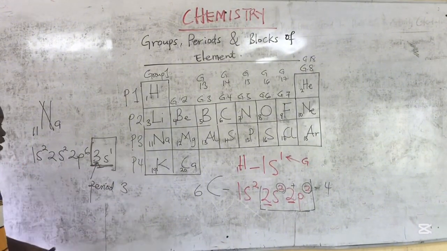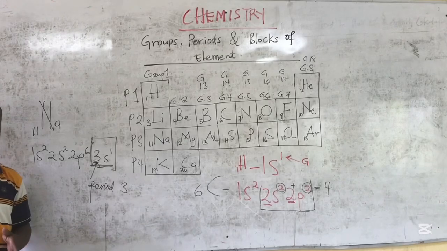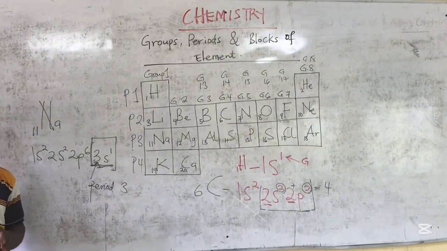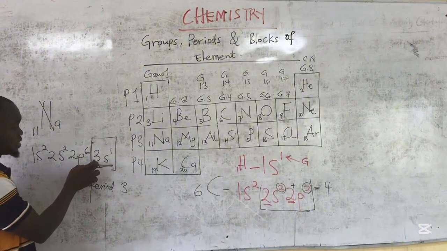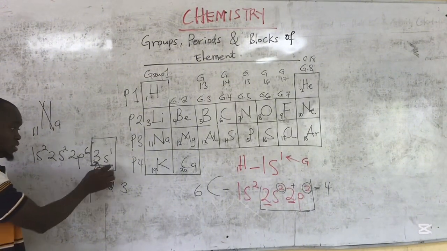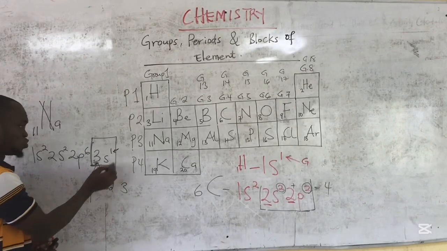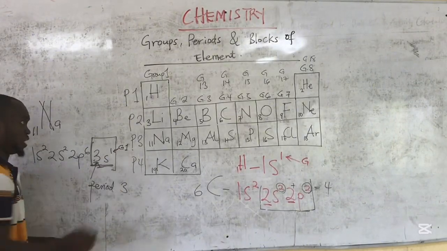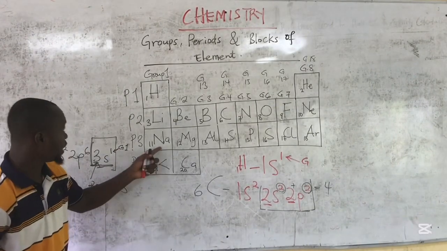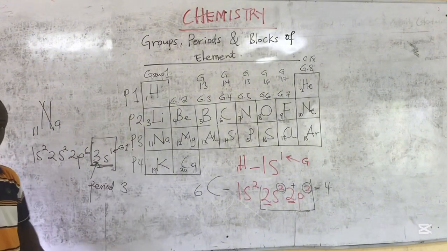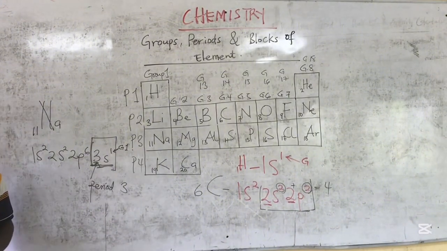Is that okay? Now how do we identify the group? The last electrons located in the last orbital. So the last orbital is the 3s orbital only. So we have only one electron. So the one electron here indicates that sodium is in group 1. So let's look at sodium, Na. It falls under group 1. Is that okay? Let's look at another example.